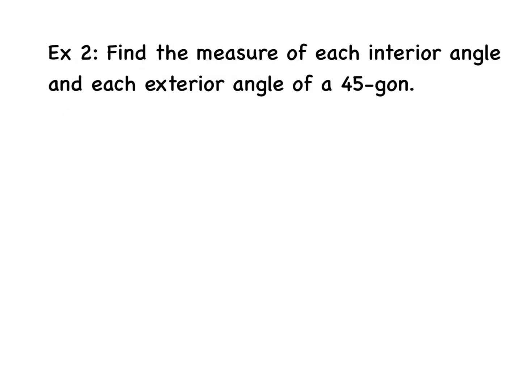Example 2. And I messed up. It should say regular right here. So make sure you write somewhere on your little half sheet that I gave you that it's a regular 45-gon. So it says find the measure of each interior and each exterior angle of a regular 45-gon. Okay, so it said we're looking for interior, and I'm looking for the exterior. All right. Regular 45-gon.